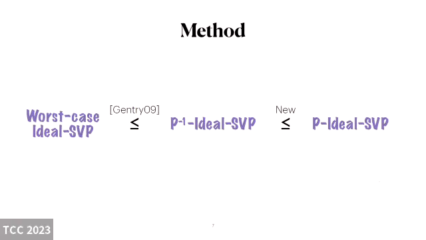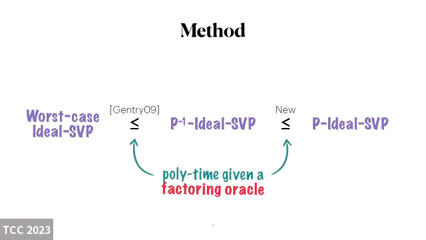Here's what we're doing. We're actually using Gentry's results. So he says worst case ideal SVP is no harder than P inverse ideal SVP. And now what we say is P inverse ideal SVP is itself no harder than P ideal SVP. An important caveat here is that these two reductions are polynomial time given a factoring oracle. So quantum polynomial time, classical sub-exponential time. And we don't know currently how to remove the need for this factoring oracle.